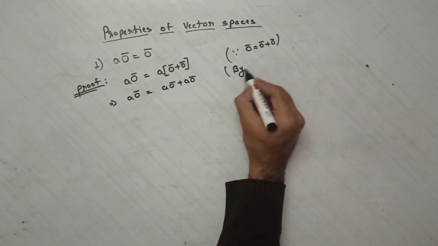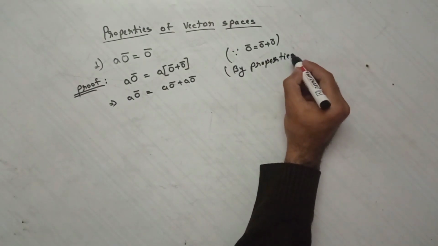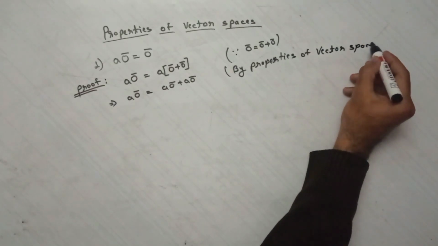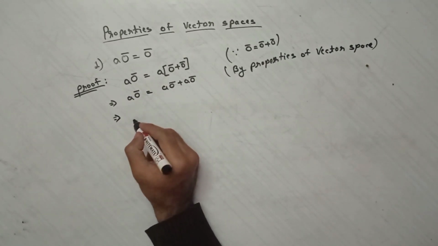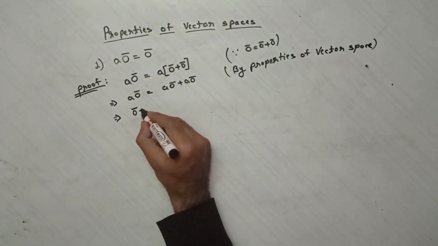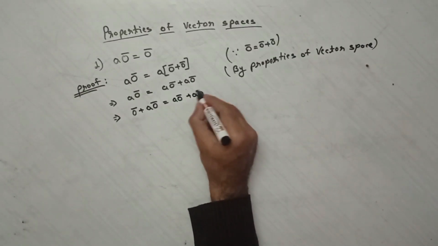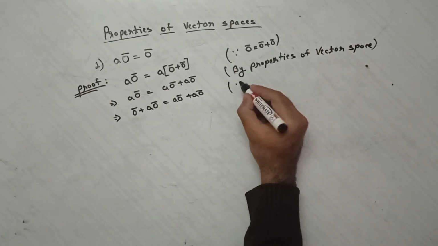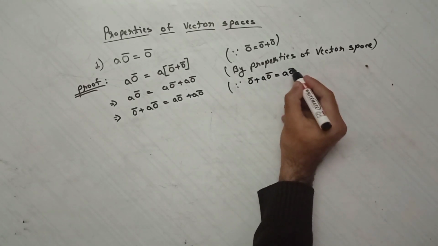By properties of vector space, in pure mathematics we write the detail about what step we are taking. We can take the zero vector plus a zero vector, and adding the zero vector to anything makes no change in the value. So zero vector plus a zero vector is again a zero vector.